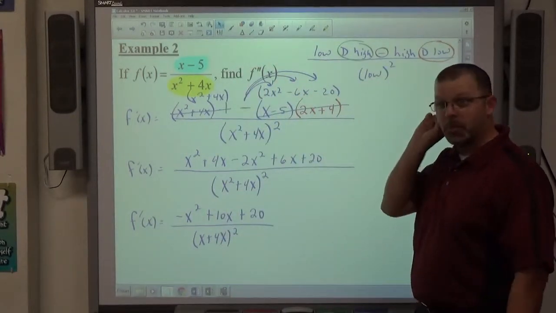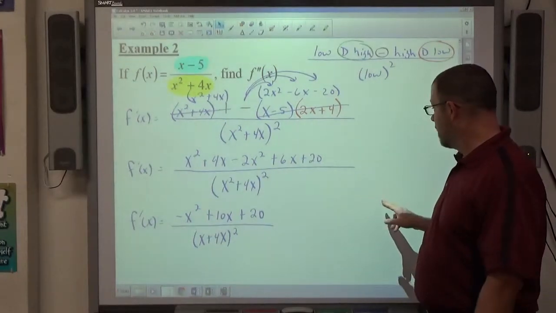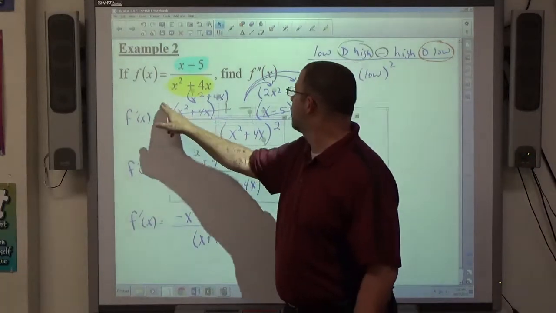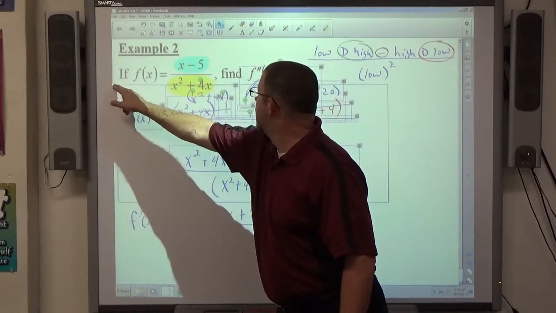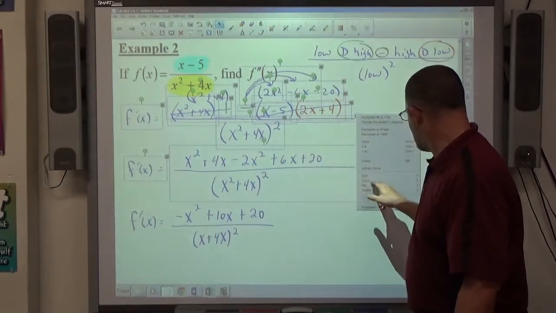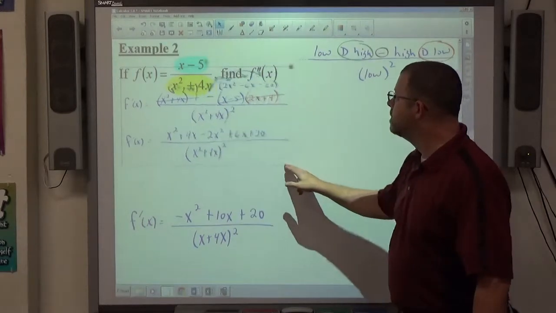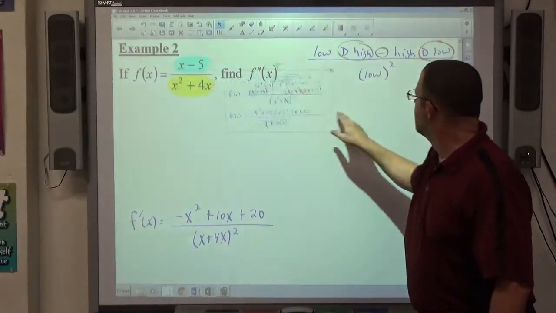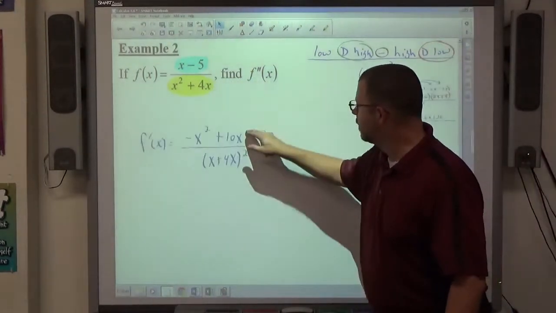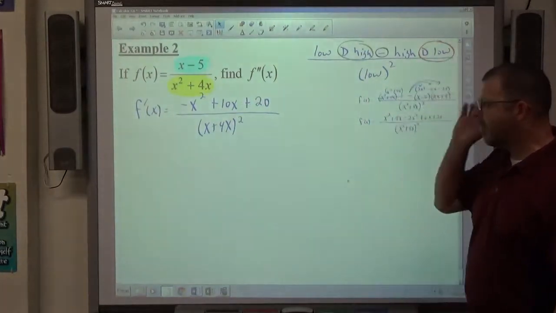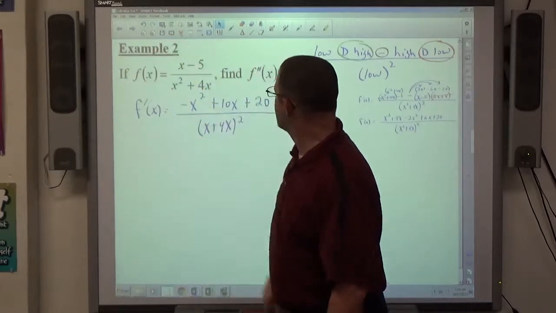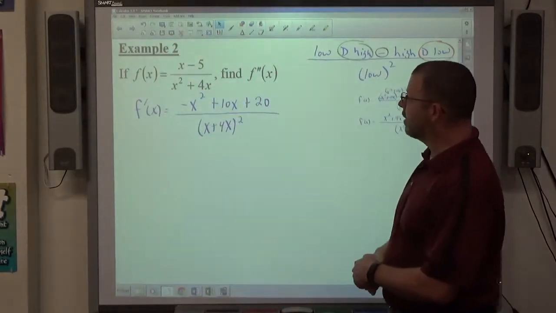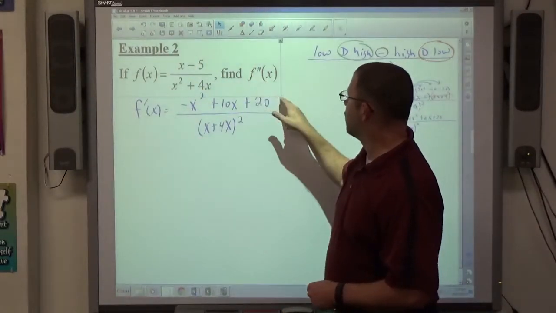Any concerns with any of that work for anybody? I'm going to group all this stuff together and shrink it down and get it out of the way so we can do a second derivative. Bring it over here, bring this up here. And now we've got this guy. Negative x squared plus 10x plus 20 over x squared plus 4x, the quantity squared.